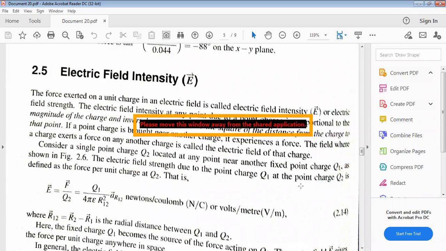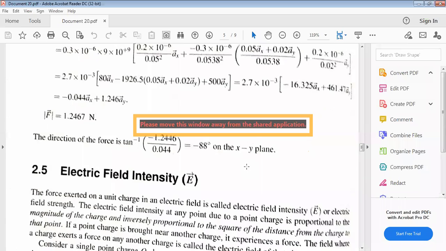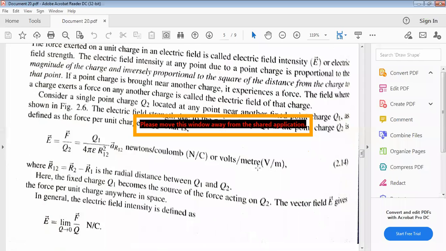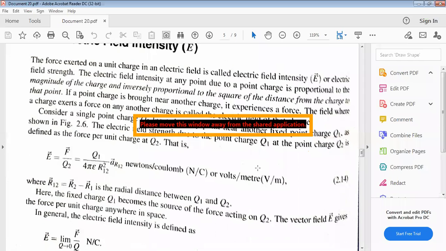How much force is exerted on a unit charge in an electric field. When we consider an electric field, how much force is exerted on a particular unit charge, that is called electric field intensity. See here how they stated: the force exerted on a unit charge in an electric field is called electric field intensity. If you feel those terms, then it is very convenient to understand. It is also called electric field strength, and both are the same, of course.